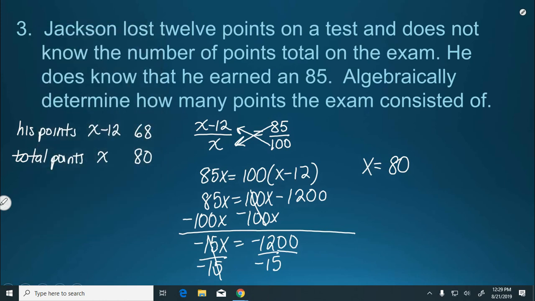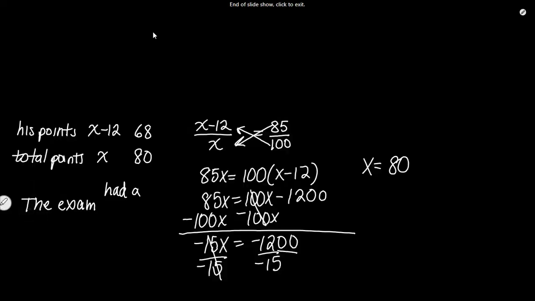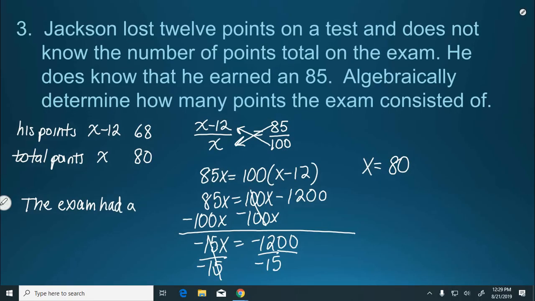Okay, and we want to make sure we actually answered that question correctly. Algebraically determine how many points the exam consisted of. So the final answer is the test or exam had a total of 80 points.